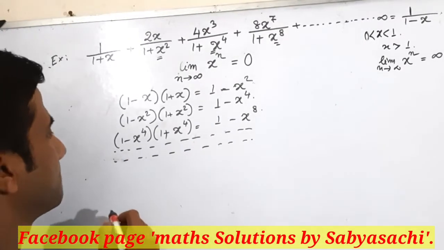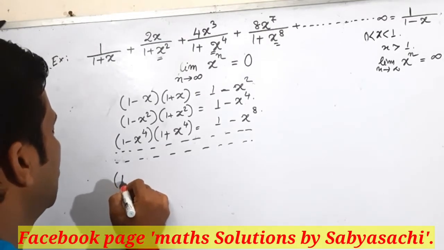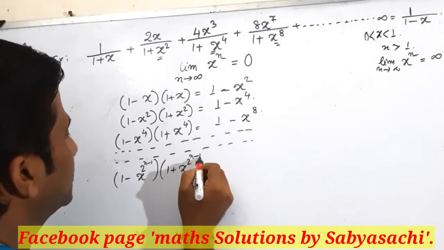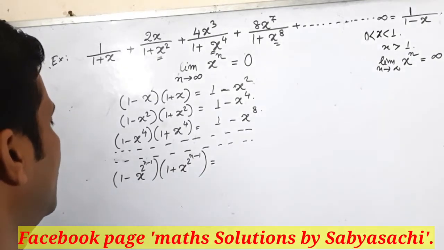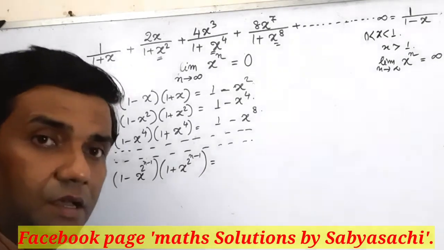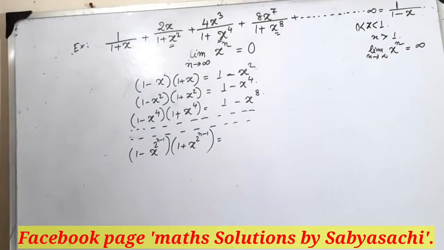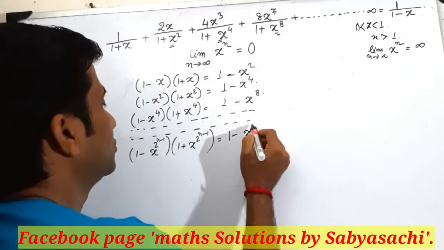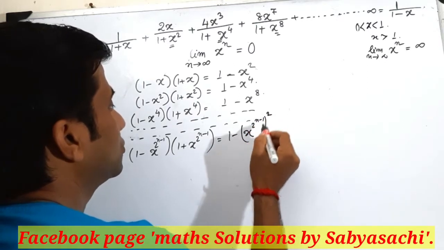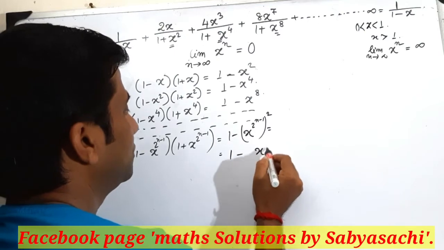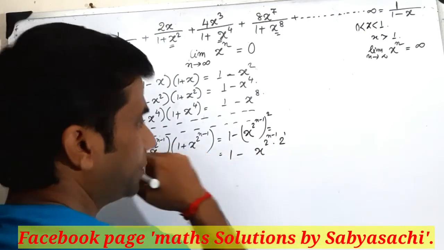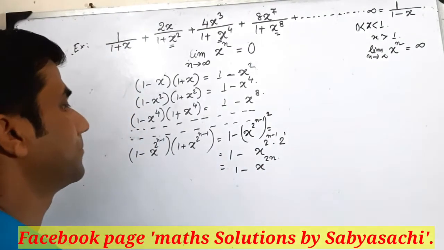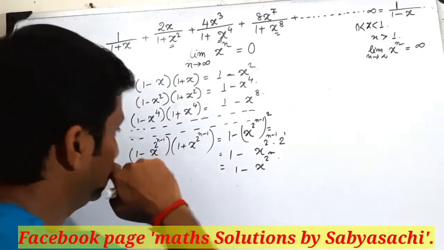and we get 1 minus x to the power 2 to the power n minus 1 into 1 plus x to the power 2 to the power n minus 1 is equal to 1 minus x to the power 2 to the power n minus 1, then its square, that means 1 minus x to the power 2 to the power n minus 1 into 2 to the power 1, that means 1 minus x to the power 2n.